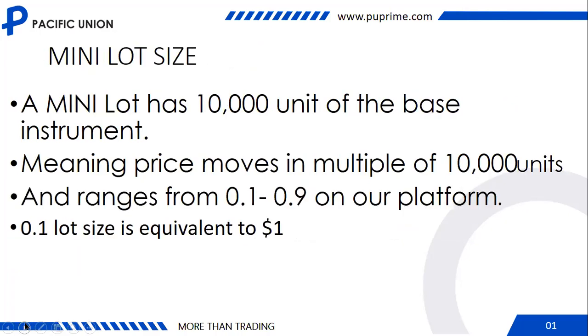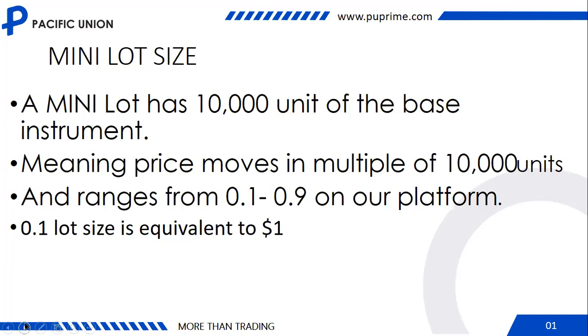So let's talk about mini lot size. A mini lot size has 10,000 units of the base instrument. Remember, I said that standard lot size has 100,000 units. Mini lot size is 10,000 units of the base instrument. So it means price moves in multiples of 10,000 units.